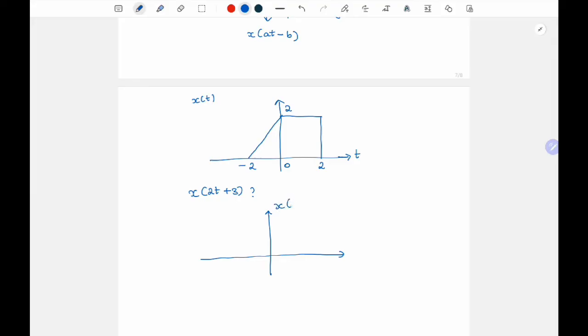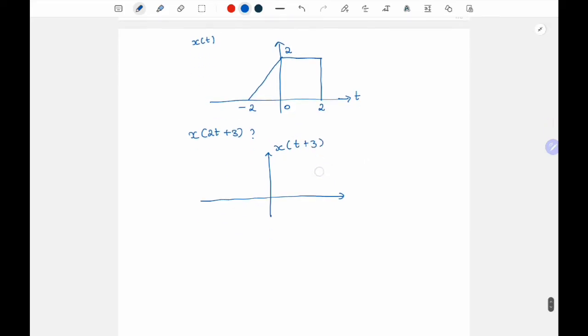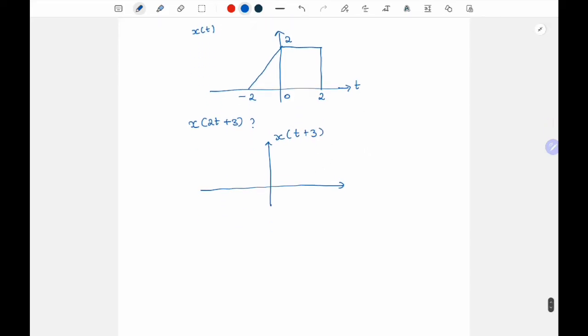So this is x of, let's say, t plus 3, right? So what will it be? Everything will be shifted left by 3 units. So 2 will go to minus 1, 0 will go to minus 3, and minus 2 will go to minus 5. Okay, I will have something like this.